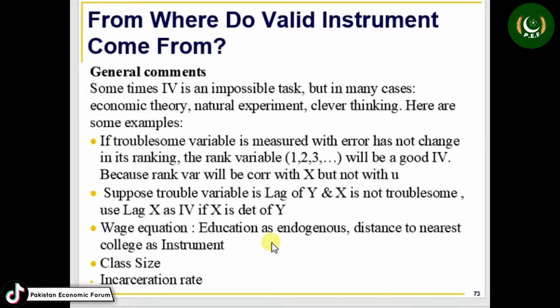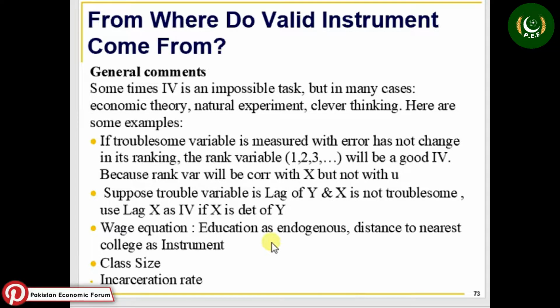From where do valid instruments come from? Sometimes it seems an impossible task, but with the help of economic theory, statistical theory, natural experiments, clever thinking, and hard thinking, you may get an instrumental variable. I am going to tell you a very interesting story of how Snow discovered cholera using an instrumental variable. Basically, he used his shoe leather to discover cholera, but later on we found that there was use of an instrumental variable. That will be my next slide.